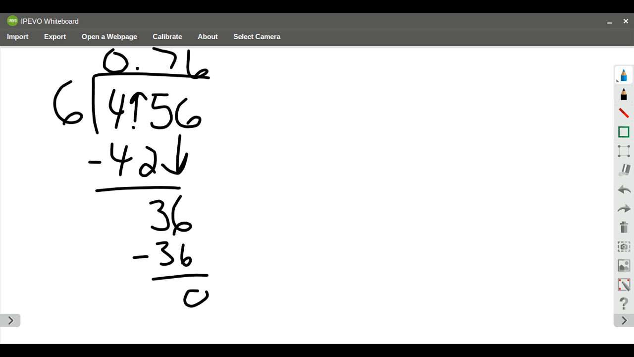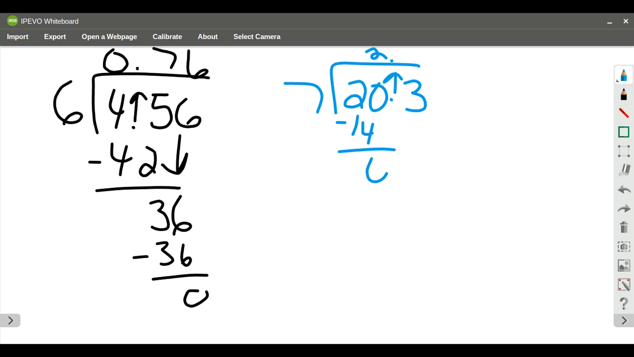And so when I take a look at problem number 7, what I have is 7 divided into 20 and 3/10. So first thing I'm going to do is bring that decimal up, and then I'm going to forget about it and not worry about it. 7 goes into 20 twice. That's 14. Again, I'm going to subtract. I have 6 left over. I bring down my 3. 7 goes into 63 9 times. 7 times 9 is 63. I'm going to subtract. I have 0 left over.